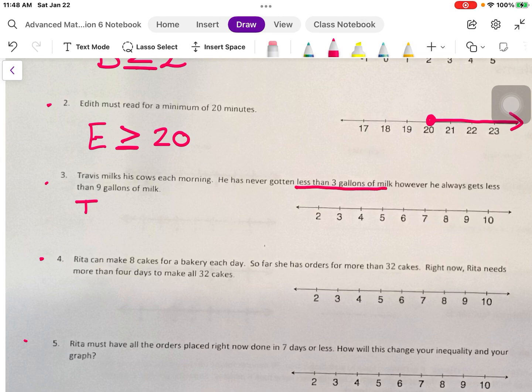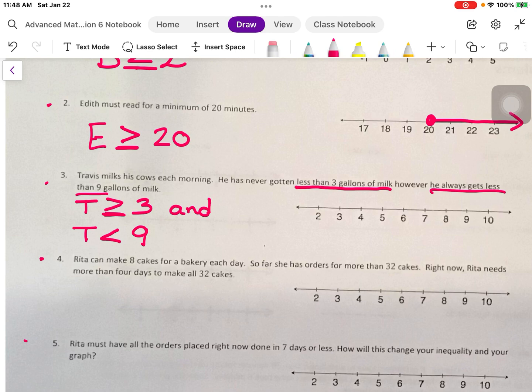He has never gotten less than 3 gallons. He's never gotten anything less than that. So that means he gets more than that, or he actually gets 3. And it says, however, he always gets less than 9. Okay? Travis, 9, he always gets less than 9. It doesn't say he gets 9, it's less than. So those are my 2 inequalities now to graph.